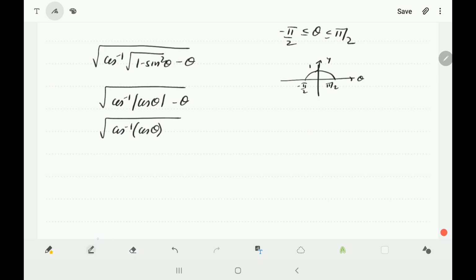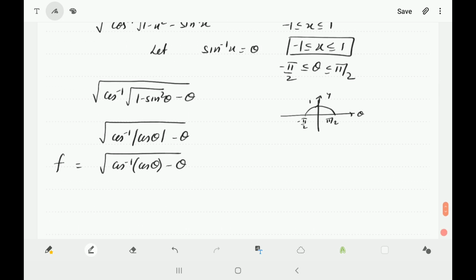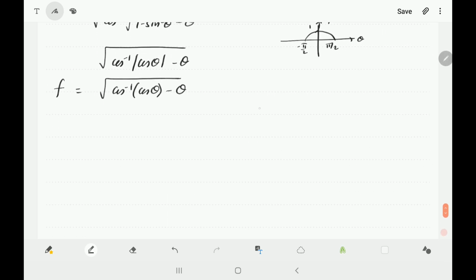Okay, so this function, if we term it as f, will be the root of cos inverse of cos theta minus theta. Now for the domain, we need to apply the condition that cos inverse of cos theta minus theta should be greater than or equal to 0. This is one condition, and after this we will try to see the range of this function.